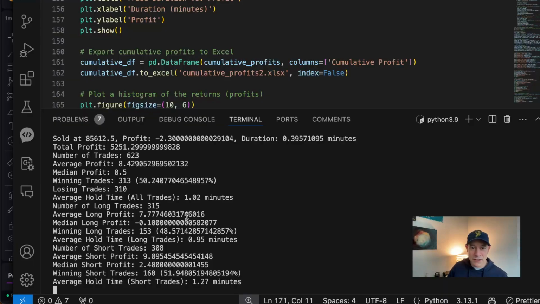But the other interesting thing that I want to see is how long are these trades in effect for? So if you hit extreme buying, how long does it take before you go back to neutral on average? And so it's roughly about a minute that we're seeing here.